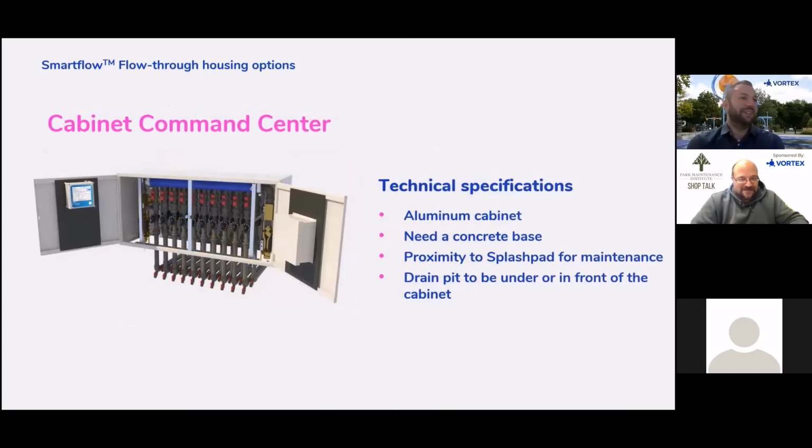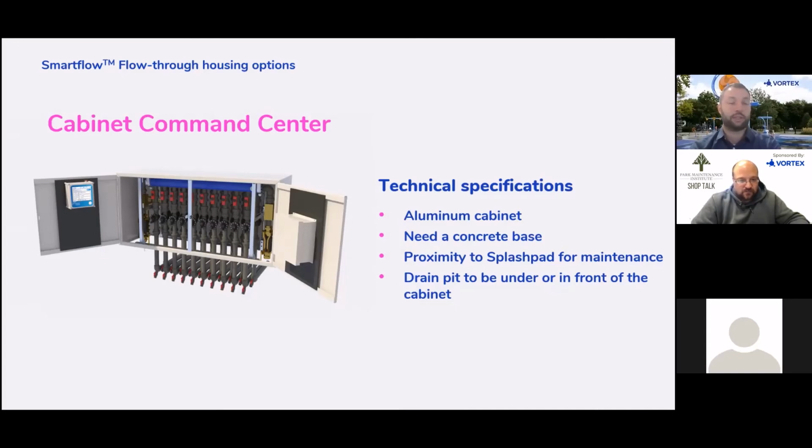All right, next we have our above grade cabinet command center, which is an aluminum cabinet that will house your controller and manifold, and it will sit on a concrete slab. Our new design is actually open front and back, so this is just a recent design upgrade, and it makes keeping up with the above grade cabinet that much easier.